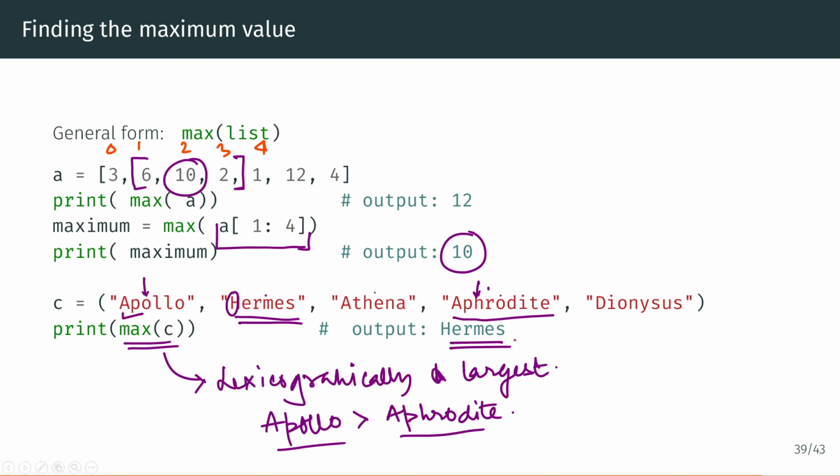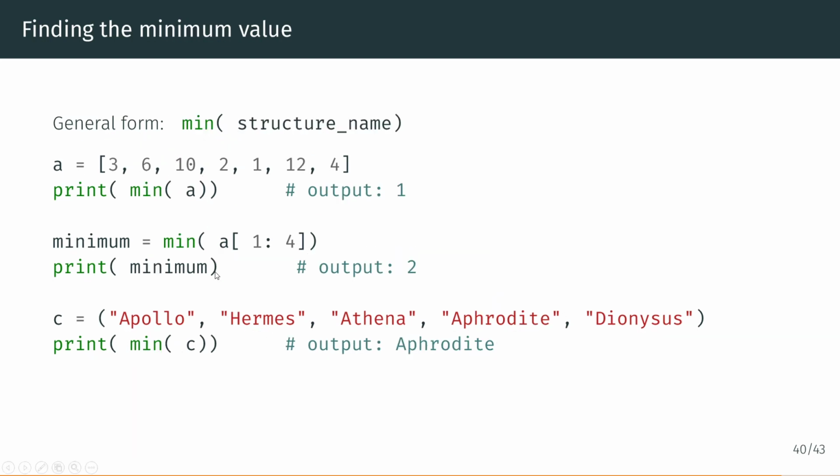Now just like the max function, we also have the min function, which obviously returns the minimum value in a list. So in this example, the list A contains the items 3, 6, 10, 2, 1, 12, and 4. When you print min of A, it prints the minimum value in the list, which in this case is 1. So this outputs 1.